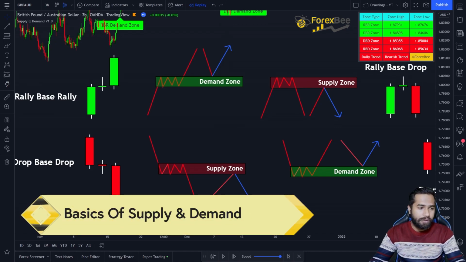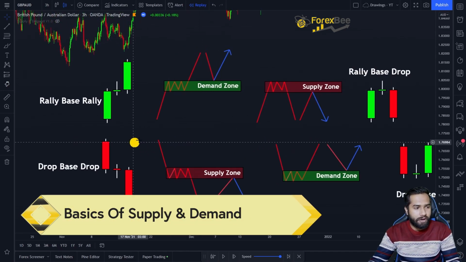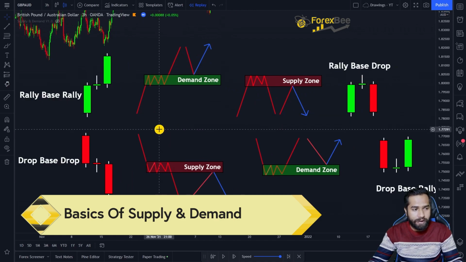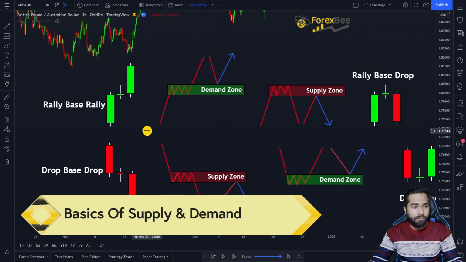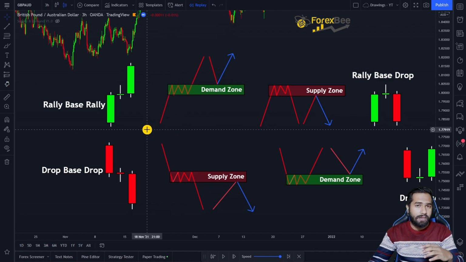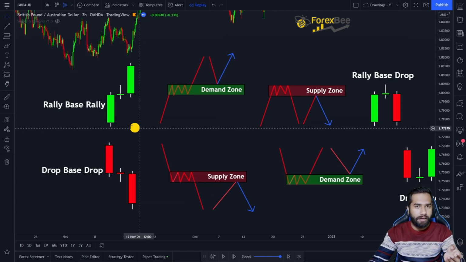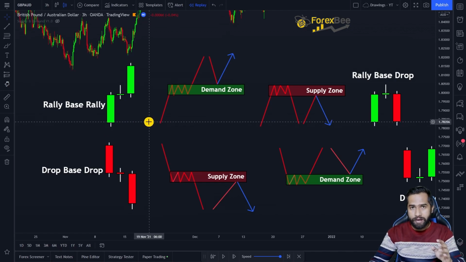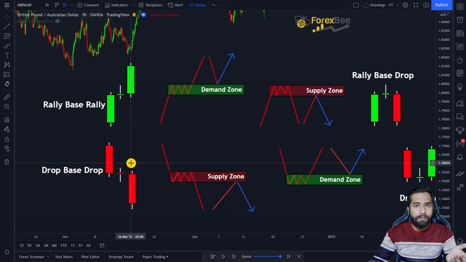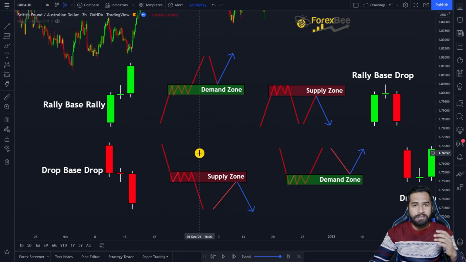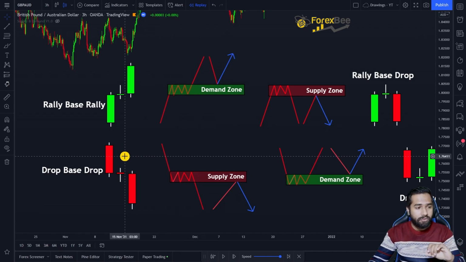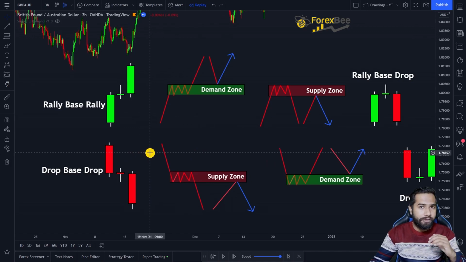So let's get started. Here on the screen you can see that I have some drawings, and these drawings are about supply and demand zones. First of all, what is a supply or demand zone? A demand zone is when there are a lot of people in the market who are willing to buy and there is not enough supply. What it creates is a demand, and then the prices rise. And supply means when there are a lot of people who are willing to sell and there are not enough buyers. This causes the prices to drop. Okay, so these are the basic concepts. Now let's see how it works in trading.